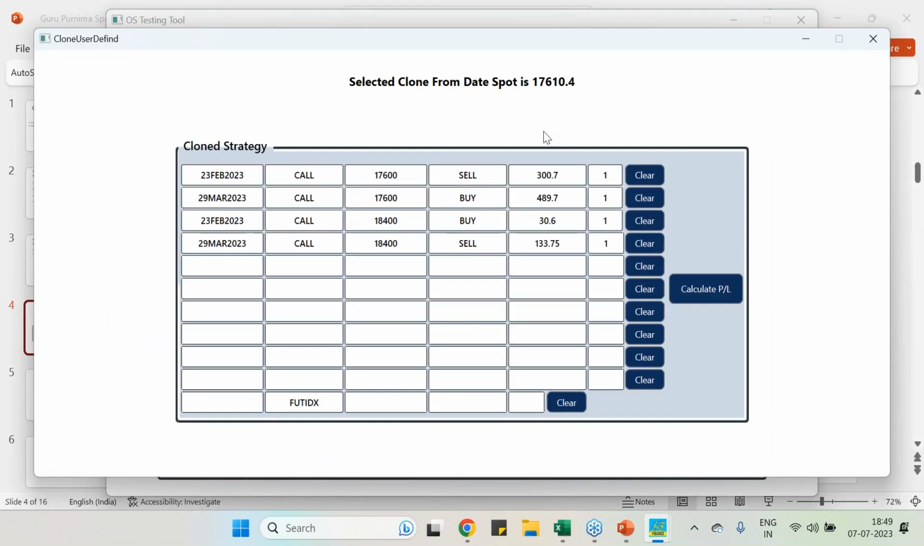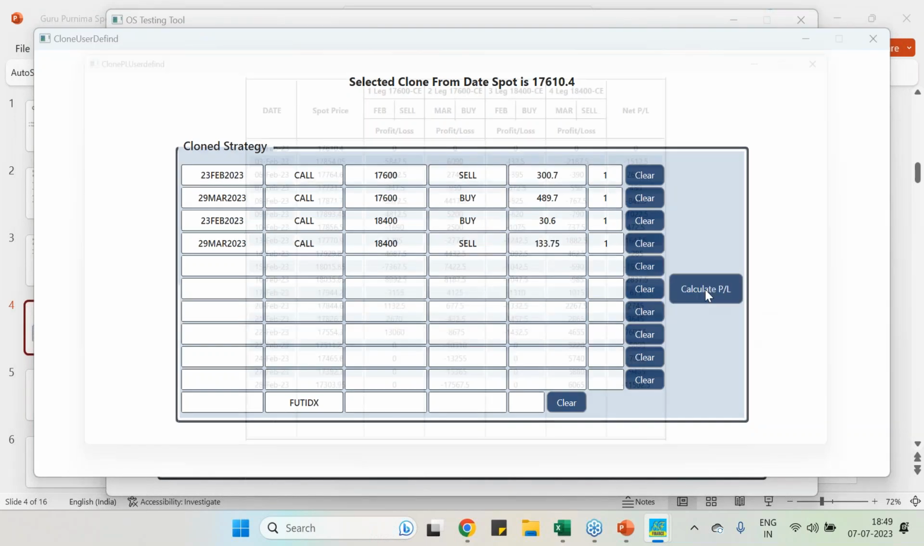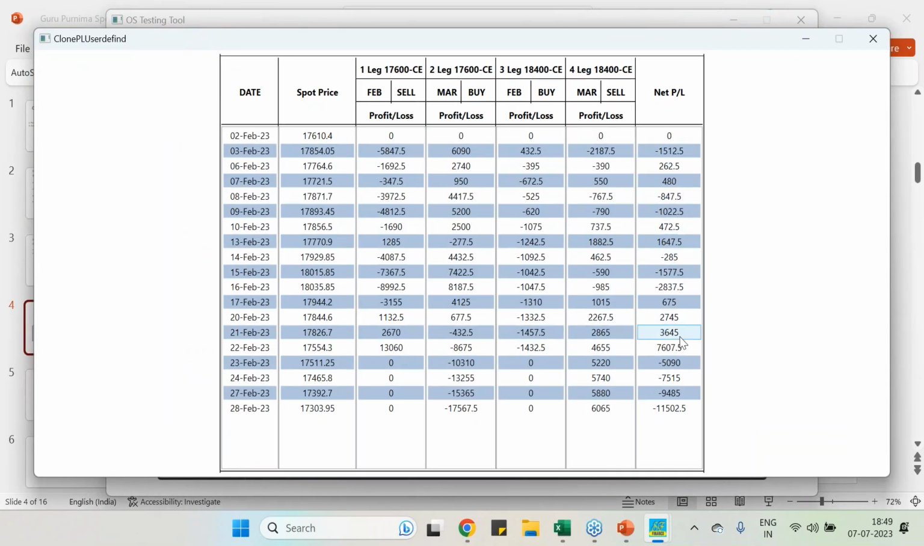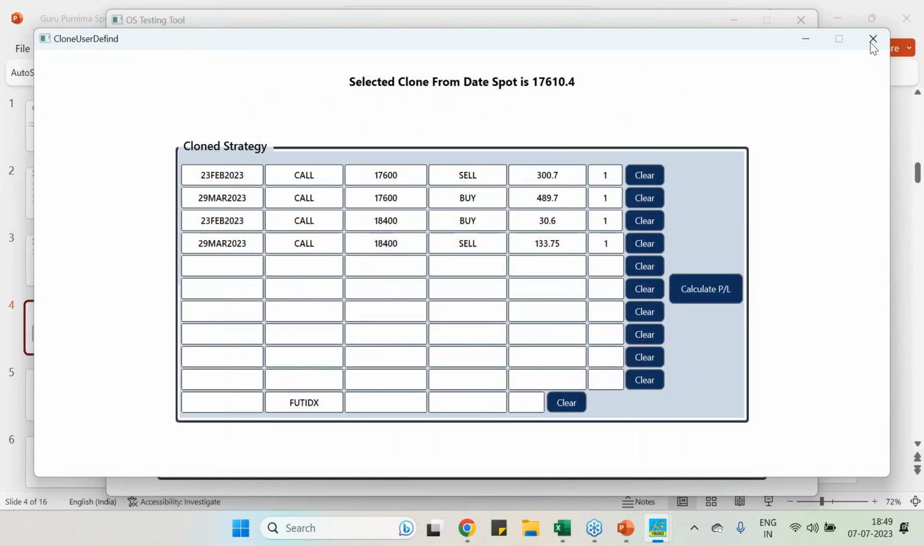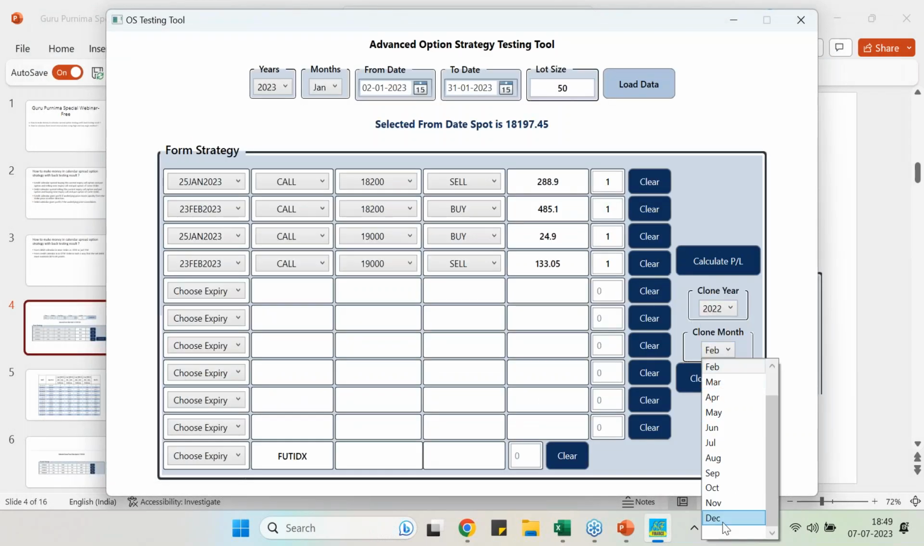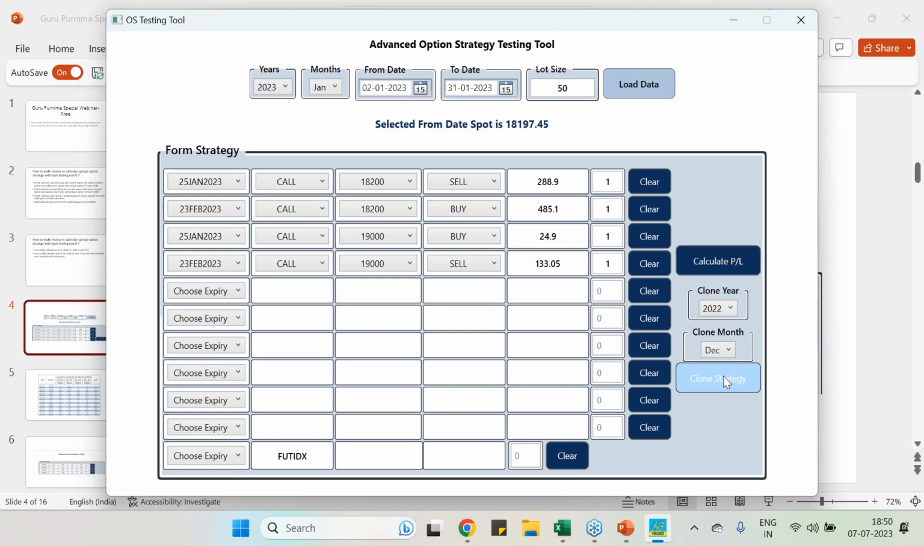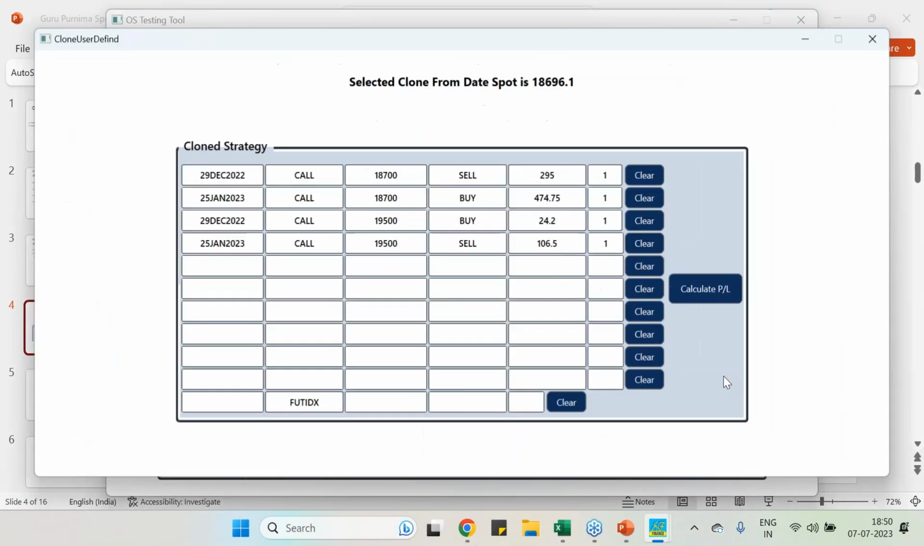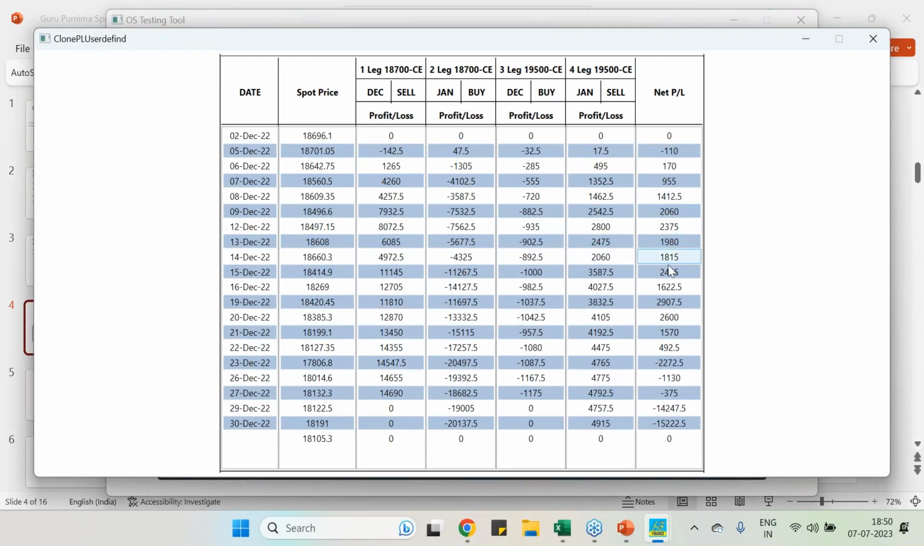देखो clone करके बता दिया. So these are the strikes you have taken. Calculate the profit and loss. So you got the profit and loss. देखो profit and loss आ गया. Same way, if suppose I want to do for December 2022, clone this. 3 years you can clone, same strategy. क्या दिसंबर में ये काम किया था, देखना है. So वो अपना सब बना दिया. You have to only hit here. See this, whether it has worked or not.